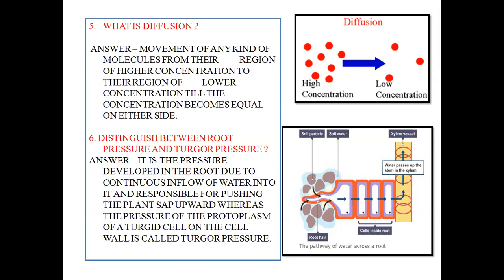Next is, distinguish between root pressure and turgor pressure. Now students, let us first understand the concept of root pressure. The picture on the right hand side shows that water is being absorbed by the root hair cell from the surroundings, and by the process of diffusion and osmosis, rather cell to cell osmosis, the water moves from one cell into the next cell. Again, by the same process, from the second cell it moves to the third cell. Again, by the same process of diffusion and osmosis, it moves on to the fourth cell.